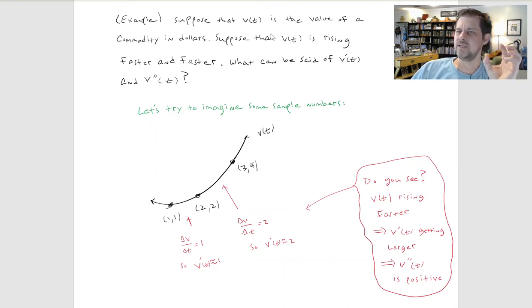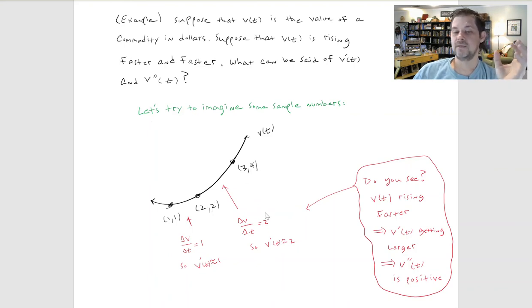So what would it mean if the value of the commodity was rising faster and faster? Well, it might mean something like this. Here, time goes from 1 to 2, and the value goes from 1 to 2. So the value of the commodity rose by 1 when time also rose by 1. Now, in this section of the curve, when I go from this point to this point, time went from 2 to 3, so it rose by 1. But the value of the commodity rose from 2 to 4, so it rose by 2.